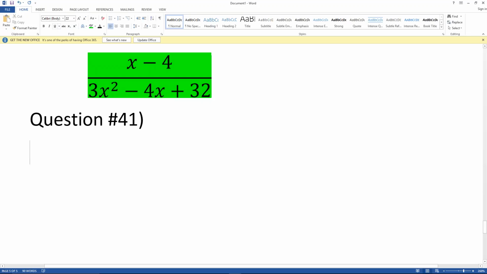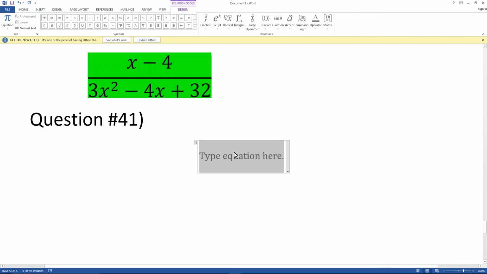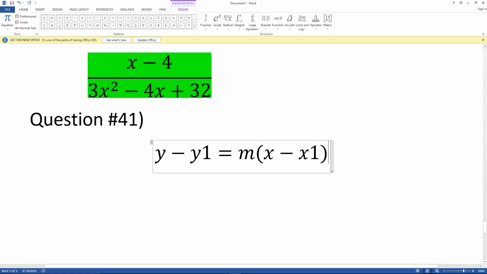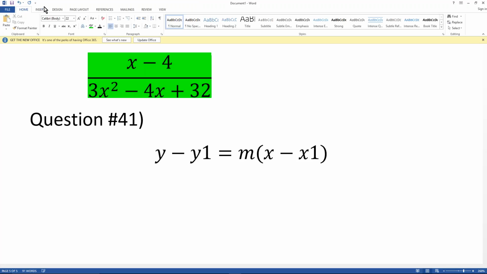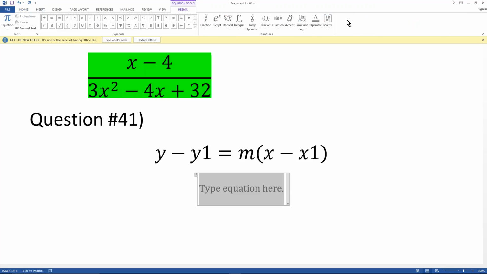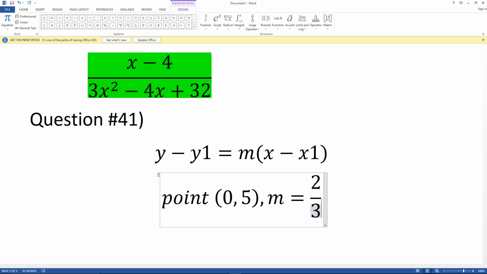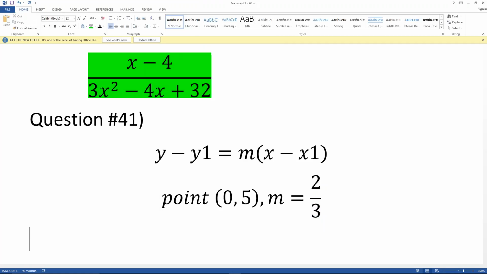Point slope form. So that's y minus y1 equals m times x minus x1. All right, what's given? A point, right? 0, comma 5. What else is given? Slope. 2/3, right? So you just plug it in.